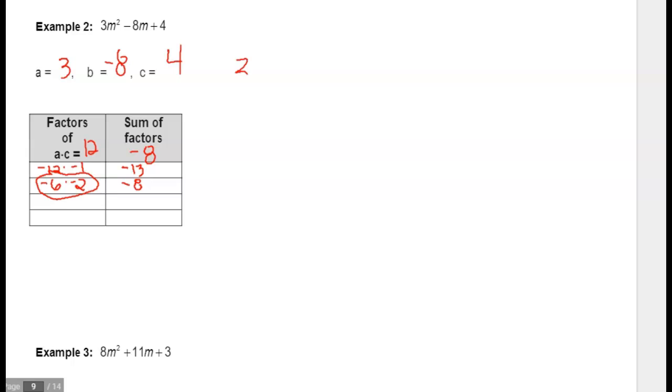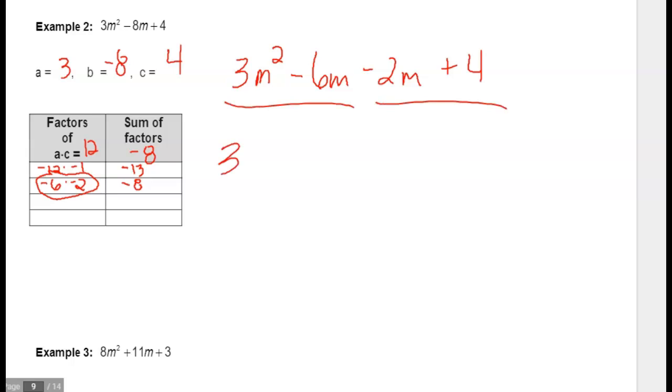So I'm going to rewrite this as 3m squared. And now if I look at the rest of the problem, 6's and 2's, it would probably make sense that I put the 6 here because I know 3 and 6 go together. And then I'll put the 2 here because 2 and 4 go together, and it makes my grouping really easy. I'm going to pull out a 3m, and if I divide all of this by 3m, that's going to leave me m minus 2.